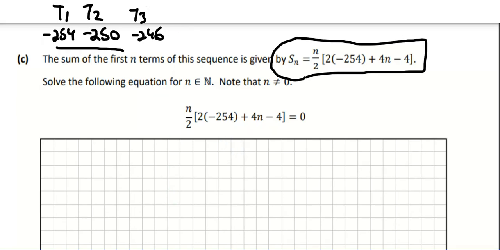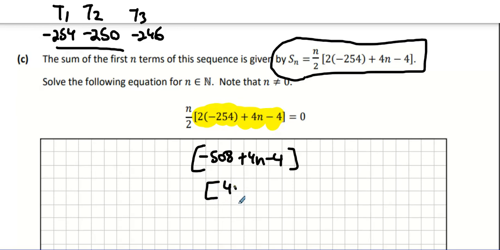Solve this equation. So let's start off with what's in the bracket. Let's start off with this part here. 2 times 2 minus 254 is minus 508. Plus 4n, take away 4. I'm only doing the yellow part at the moment, okay? Now it's going to be 4n minus 512, equals 0.